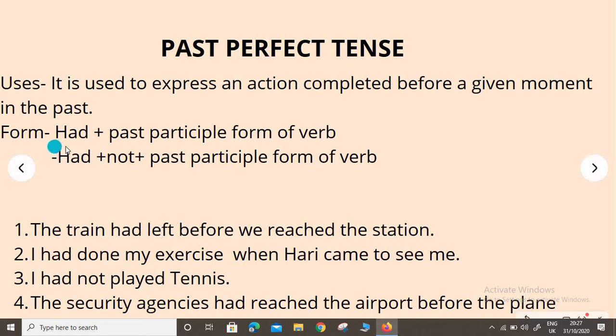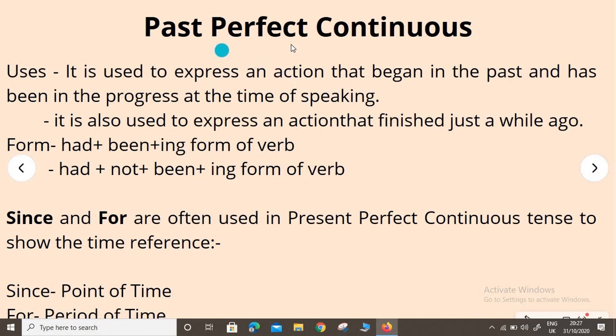And let us recapitulate the structure. We use had plus past participle form of the verb. That means the third form of the verb. And for a negative sentence, we use had plus not plus third form of the verb. So, in the next slide we are going to talk about past perfect continuous.